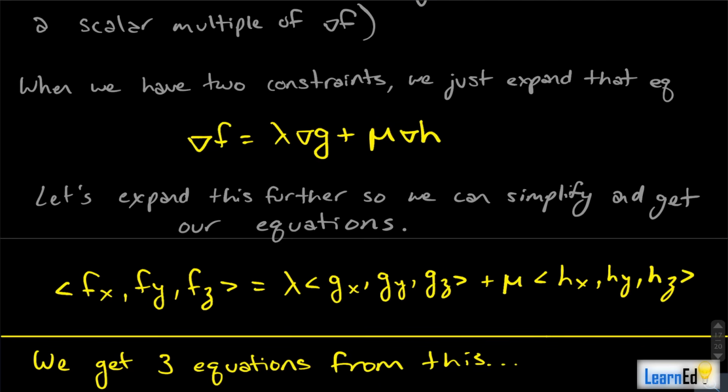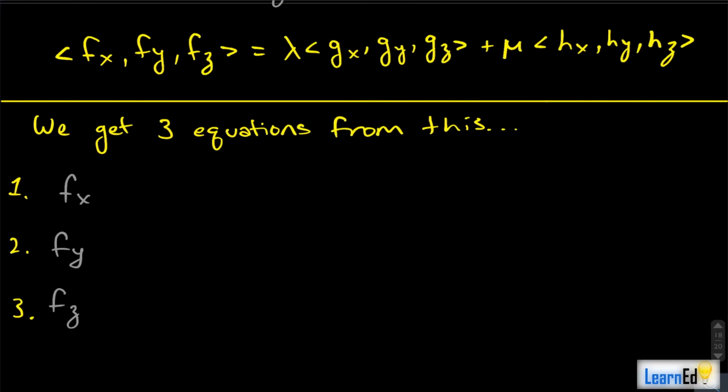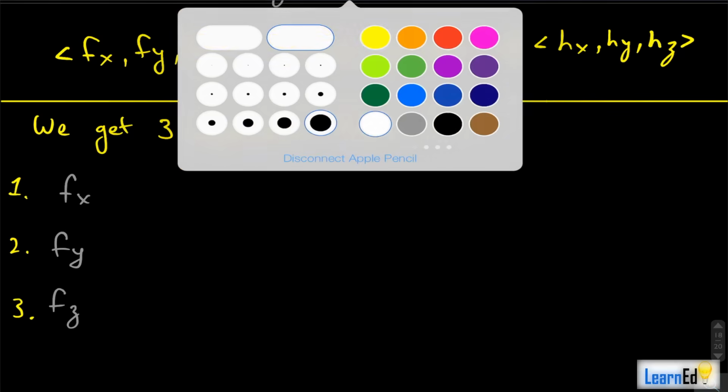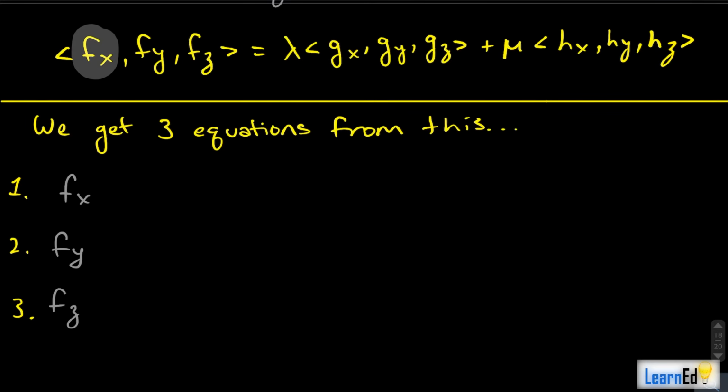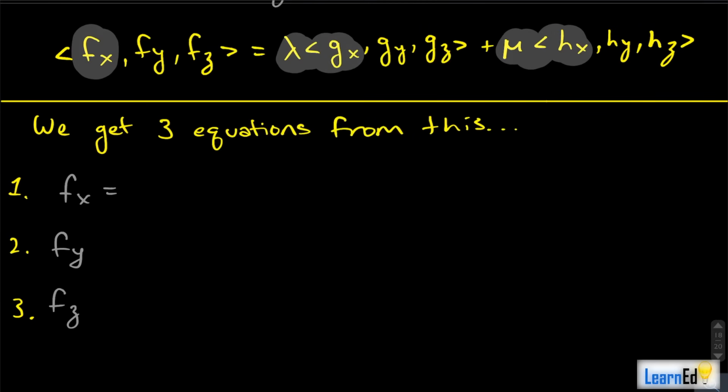Okay, so now you can get three equations from that. You can do this component-wise in essence. So fx is going to be equal to lambda gx plus mu hx. Okay, that's your first equation. So fx equals lambda gx plus mu times hx.